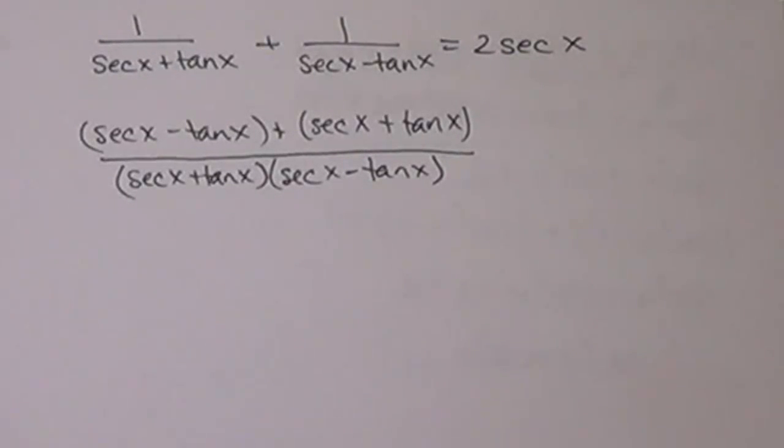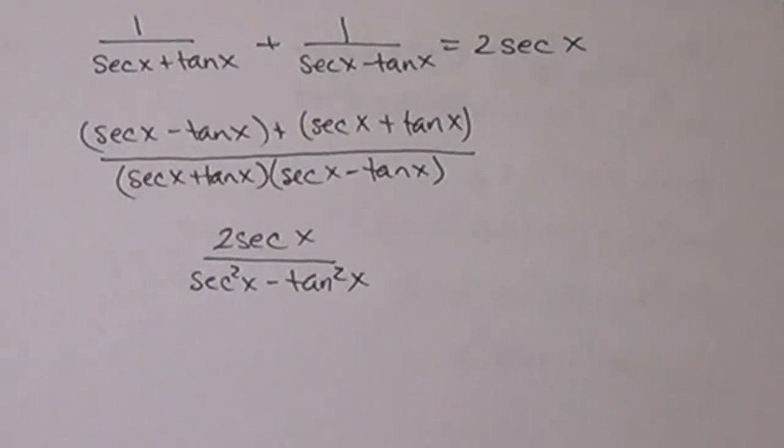So on the top we can see that the tangent x's will cancel out, and on the bottom we can see we are going to get a difference of squares. And notice again on the bottom here, this is again one of our Pythagorean identities. Secant squared x minus tangent squared x is just 1. So this is just going to simplify to 2 secant of x.